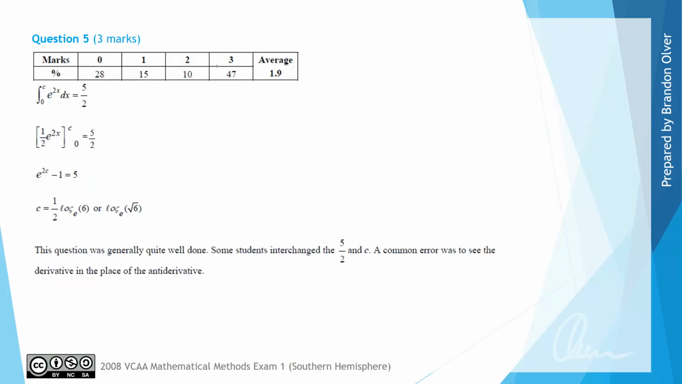So we can see from the examiner's report that 47% of students got this correct, and it was generally quite well done. Some students did interchange the 5 on 2 and the c value, and a common error was to see the derivative in the place of the antiderivative. So just a reminder to be really careful that you apply the right process when you're calculating the antiderivative of a function.